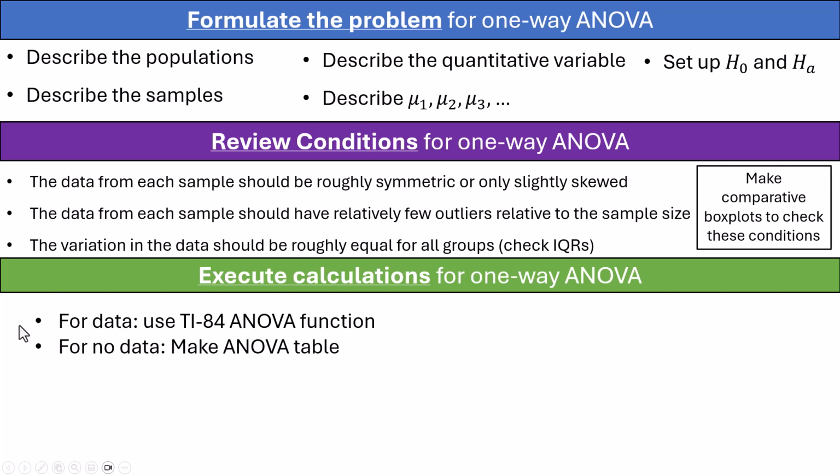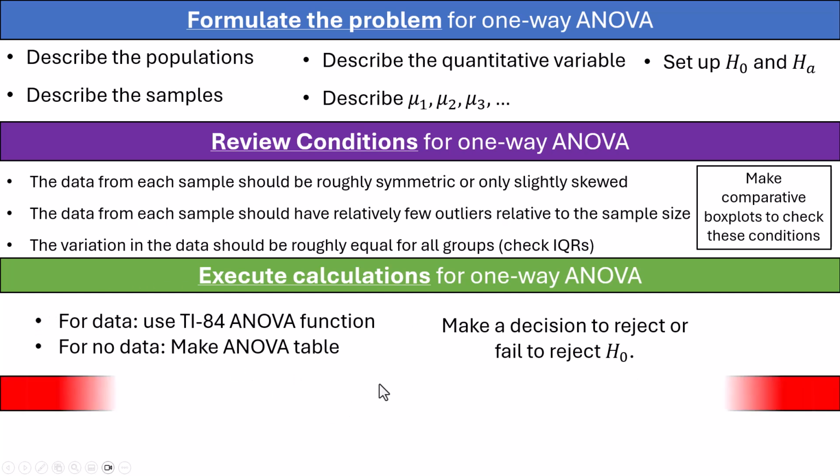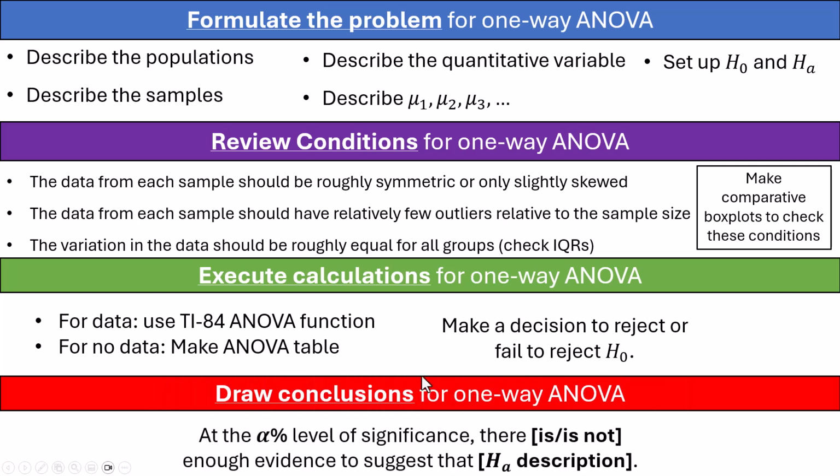Either way, once you're done with either of these options, depending on which type of problem I'm giving you, you're going to be making a decision to either reject or fail to reject the null hypothesis based on the p-value that you would get in either of these parts. Finally, you'll draw a conclusion using the same conclusion statement that we've used for all hypothesis tests. At the alpha % level of significance, there either is, if you reject the null hypothesis, or is not, if you fail to reject the null hypothesis, enough evidence to suggest, and then you will describe your alternative hypothesis.